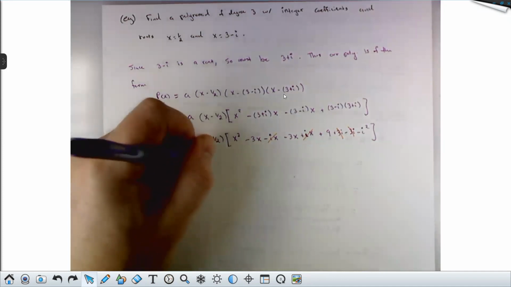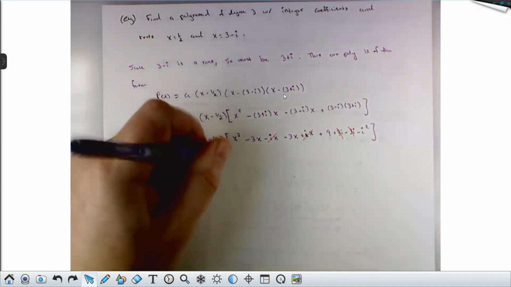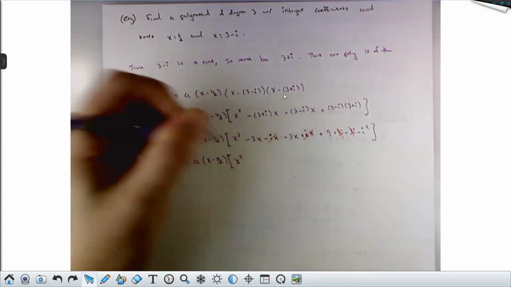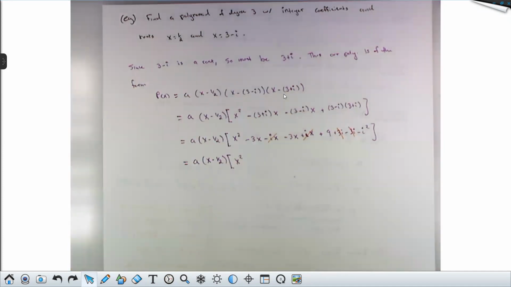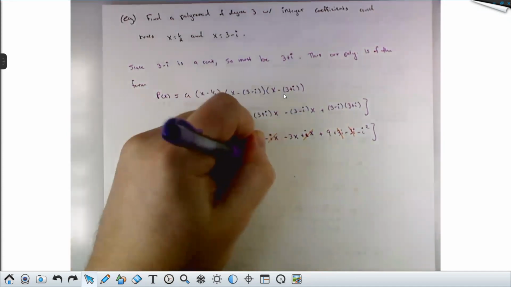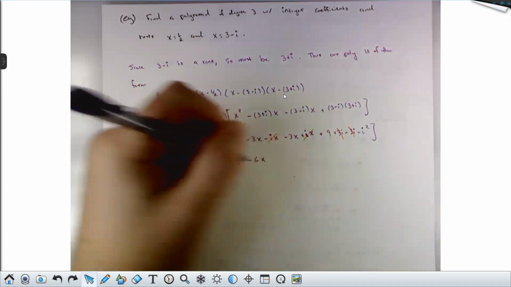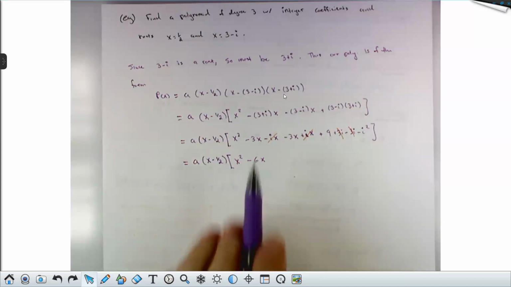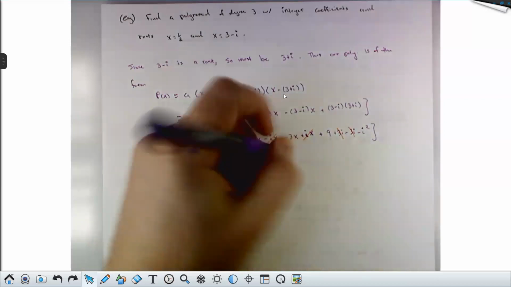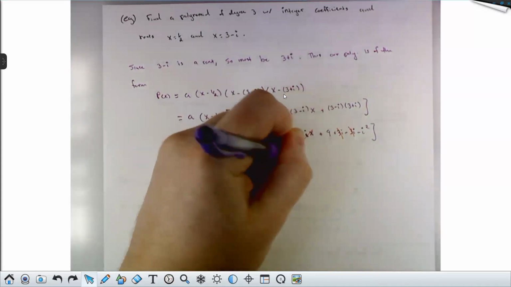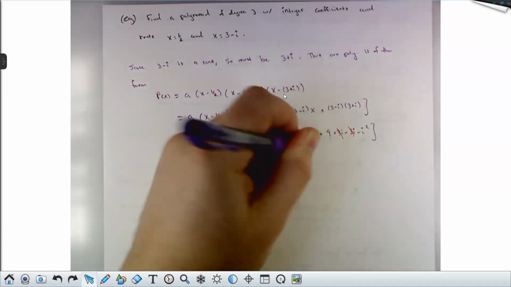So this is a times x minus 1/2 times x squared. Now what about my x's? I've got a minus 3x minus 3x. That gives me minus 6x. So now those are accounted for. The only other terms here, I've got a plus 9 and a minus i squared. Well, i squared is negative 1.